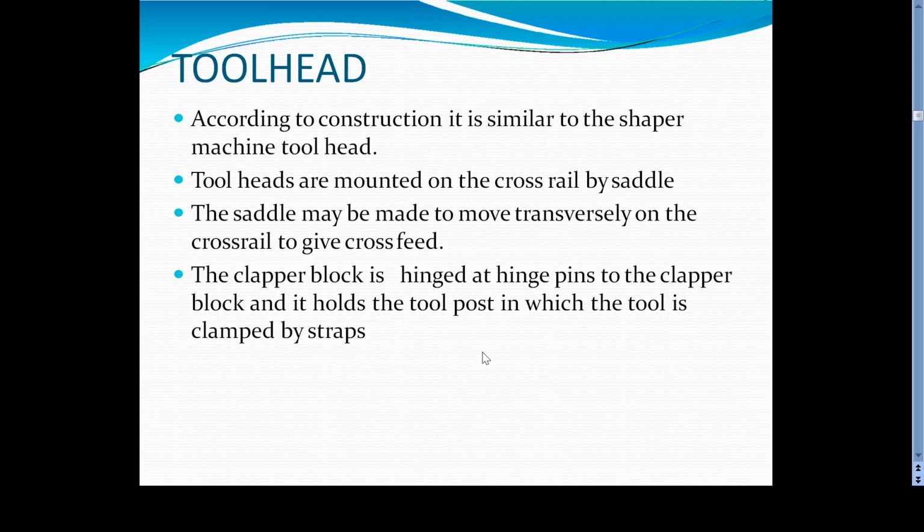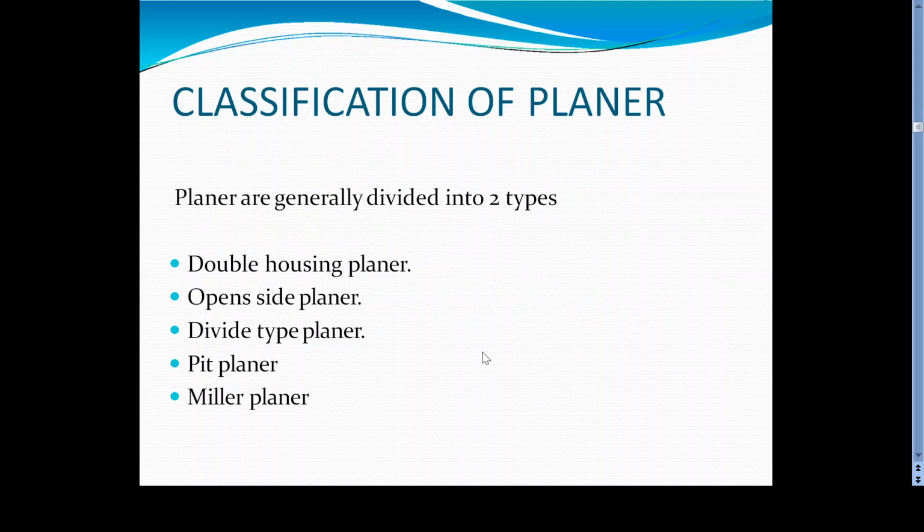Tool heads are mounted on the cross rail, and a saddle may be there to move in the transverse direction, and the clapper box is also incorporated so as not to disturb the tool or the workpiece while returning back.